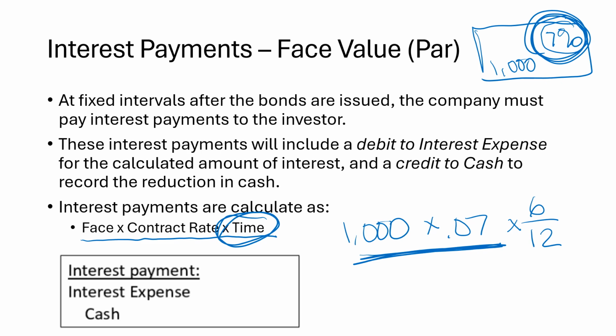And then the journal entry, just like with any other expense, will be a debit to interest expense. I think your book technically calls this bond interest expense, just to be a little more specific. And then a credit to cash, because the company's cash is decreasing as they pay the cash to their bondholders.